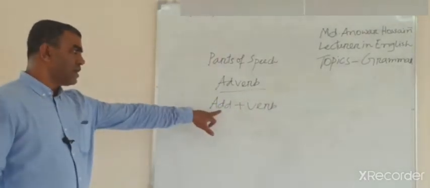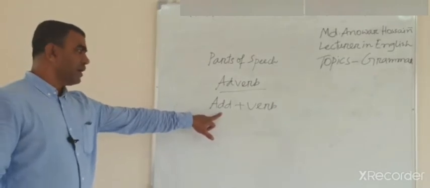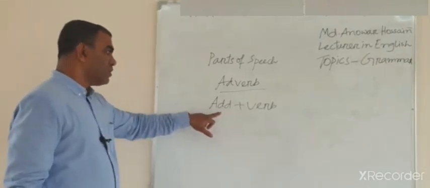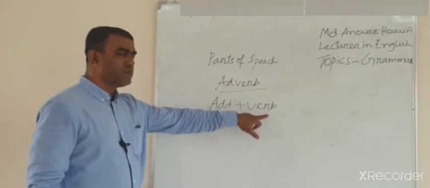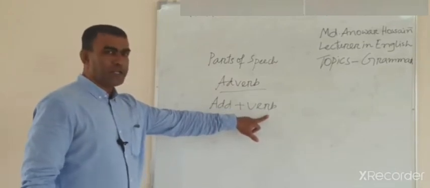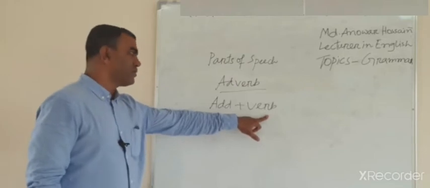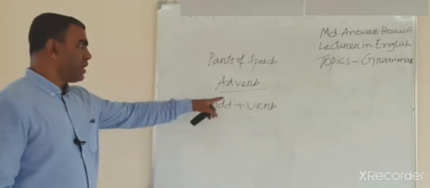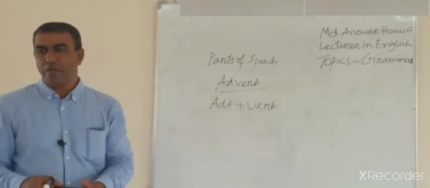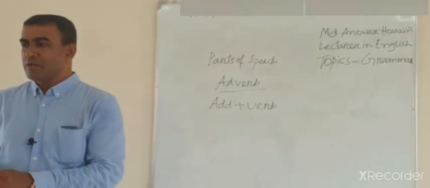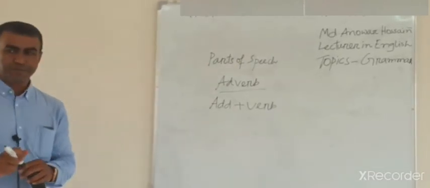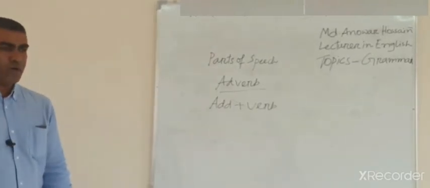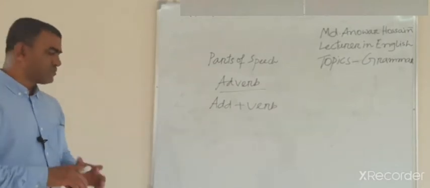Now please look at this. Add. What is add? Add is something plus extra information about a verb. The word that gives us extra information about a verb is an adverb. So add plus verb. What is an adverb? An adverb modifies a verb or describes a verb. It may also describe or modify an adjective or even another adverb.